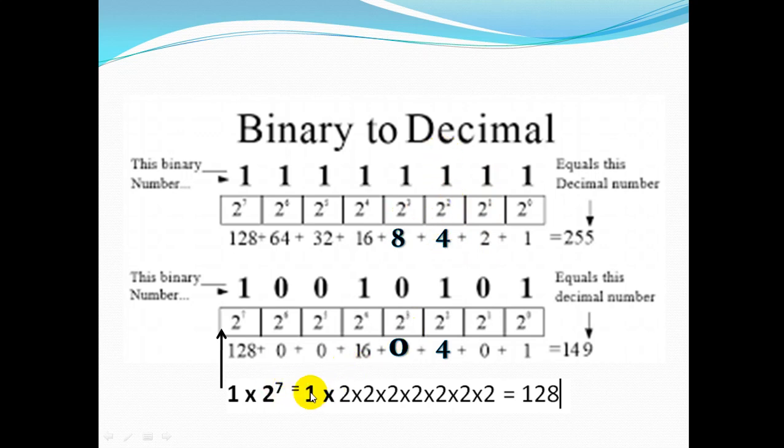Now look at the explanation here. Let's come to this other one. By the time you add all these numbers together, you're going to have 256. So 256 is the decimal equivalent of this binary number.